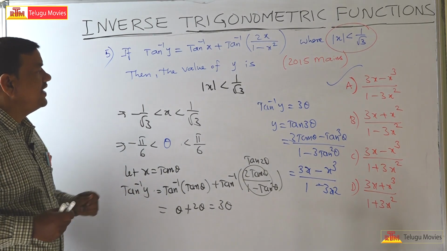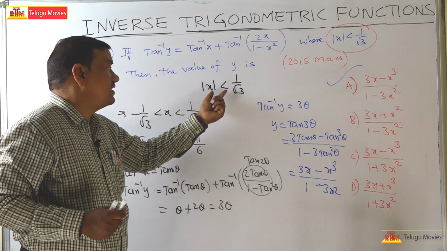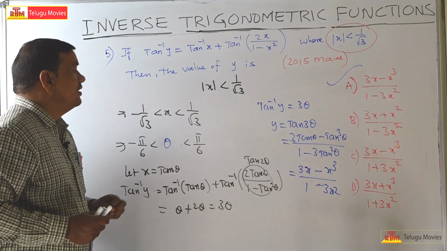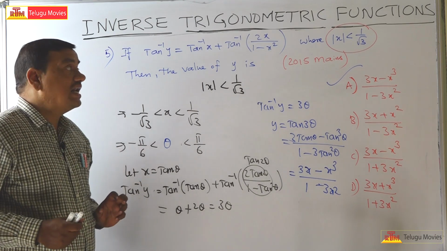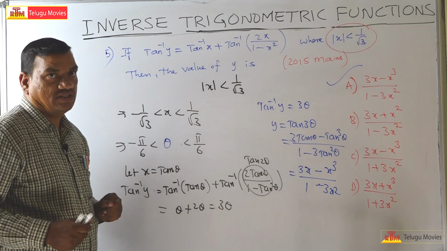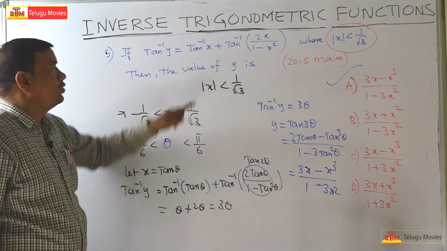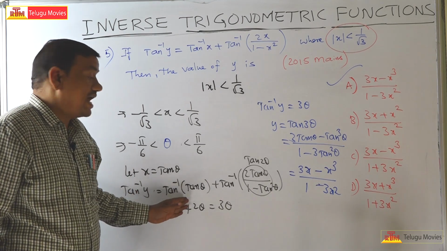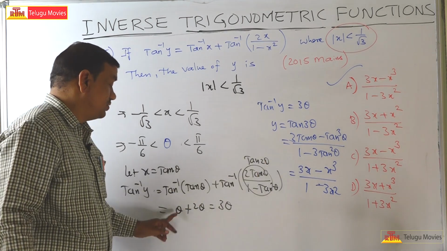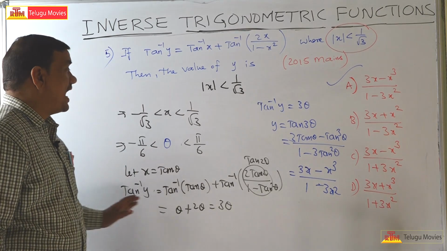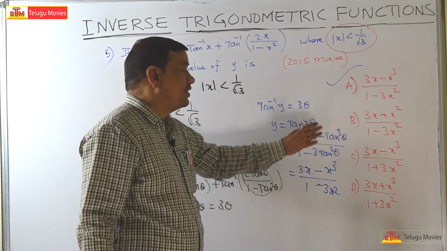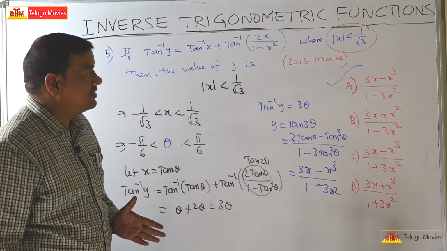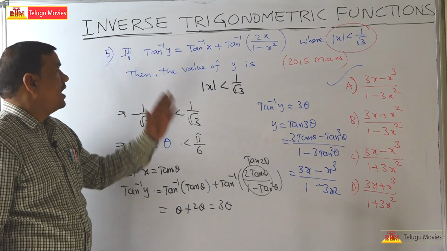So in a simple way I did it here. Modulus of x is less than 1 by root 3, that means x lies between minus 1 by root 3 and plus 1 by root 3, so the angle theta lies between minus pi by 6 and pi by 6. Let x is equal to tan theta. Therefore tan inverse of y is equal to tan inverse of tan theta plus tan inverse of tan 2 theta, so theta plus 2 theta, 3 theta. Therefore y is equal to tan 3 theta, which is 3 tan theta minus tan cube theta by 1 minus 3 tan square theta, so 3x minus x cube by 1 minus 3x square. I hope that you understand.